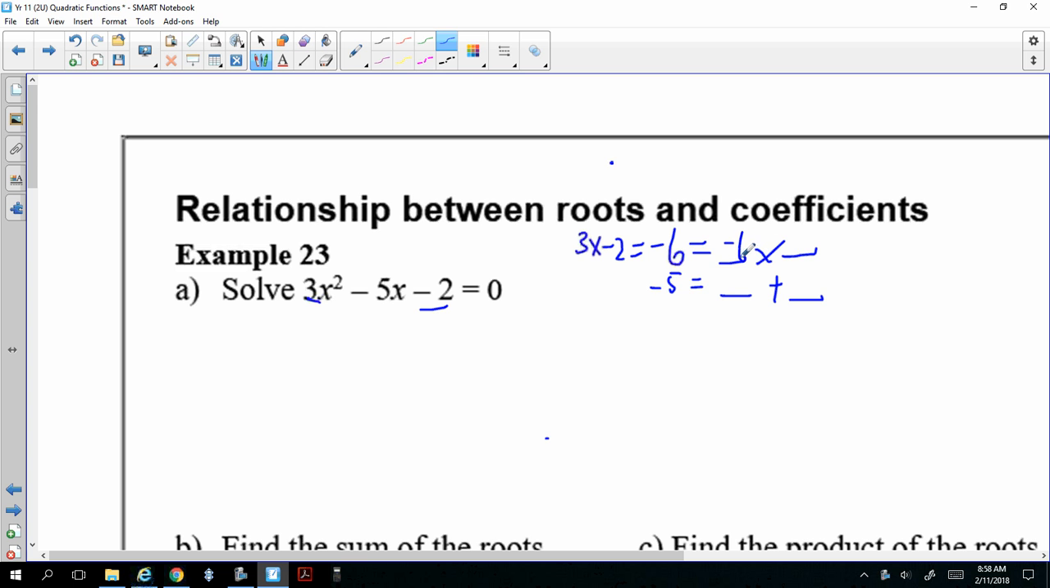Minus 6 and 1? No, not minus 6 and 1. Oh, you have to add. Yeah, you're right. Yeah, minus 6 and 1.